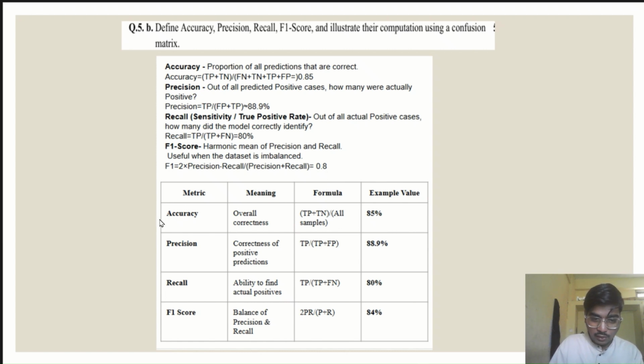I created a general table for representing these answers: accuracy 85%, precision 88.9%, recall 80%, and F1 score 84%, where accuracy is the overall correctness, precision is the correctness of positive prediction, recall is the ability to find the actual positives, and F1 score balances precision and recall. Let's move to the next question.